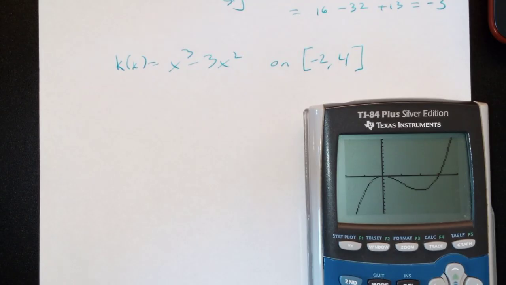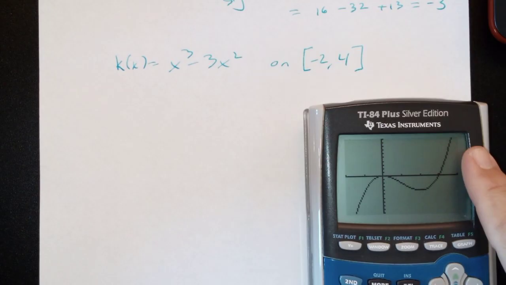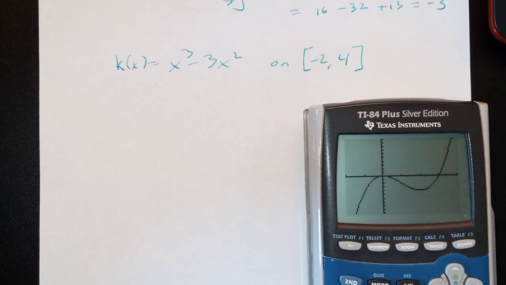But where's the absolute maximum on this interval? That is absolutely not the absolute highest point on this interval. At 0, 0, I have places over here that are higher than 0, aren't they? As a matter of fact, I can keep going. As far as I go to the right, I keep going up. I'm only allowed to go to 4. And if I hit trace and put in 4, I get 16. That's my absolute maximum.